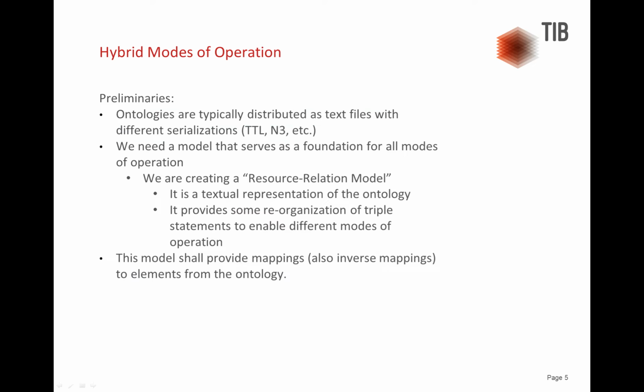Ontologies are typically distributed as text files with different serializations. We need a model that serves as a foundation for all modes of operation. We are currently working on a so-called resource relation model. This model is a textual representation of the ontology that is created through a pre-processing step in order to account for different serialization formats. It provides some reorganization of triple statements to enable different modes of operation. This model shall provide mappings and also inverse mappings to elements from the ontology. This model should serve as a foundation for all modes of operation.